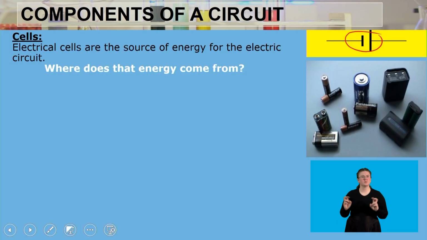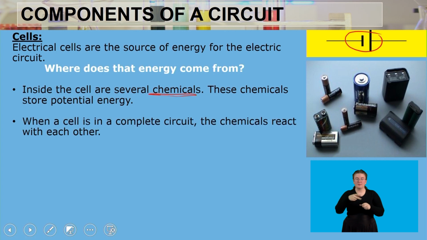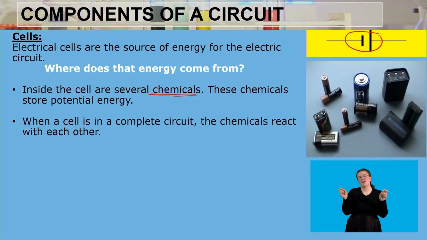Where does this energy come from that is being supplied by these cells, or by the battery if you have more than one cell? Inside the cell, there are several chemicals, and these chemicals store potential energy. We also need to know what potential energy is. That's the energy an object has when it is stationary, when it is not moving. So inside the cells, there are several chemicals, and these chemicals store potential energy.